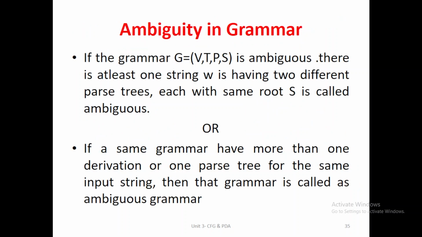Then ambiguity. This is the definition of ambiguity. If a grammar is ambiguous, it means you are able to derive a string w with two different parse trees. So for the same input string, if you derive two different parse trees, then that is called an ambiguous grammar. Otherwise, if you derive more than one derivation, then that particular grammar is called ambiguous.